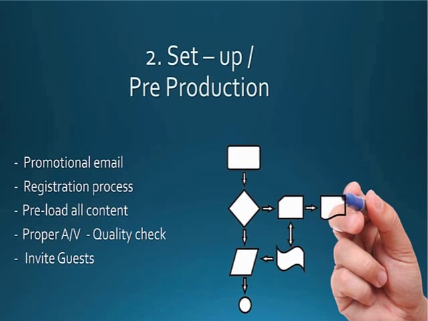Stage number 2, setup and pre-production. This will involve creating and developing your invitation or promotional email and registration process for the event. Know what information you want to gather from your attendees and make sure that that information is being directed to the right person. This would probably be the client and the event producer. You want to make sure that all of the content is preloaded into the webcasting platform, such as any video, presentation materials, and PowerPoint slides that you may have.